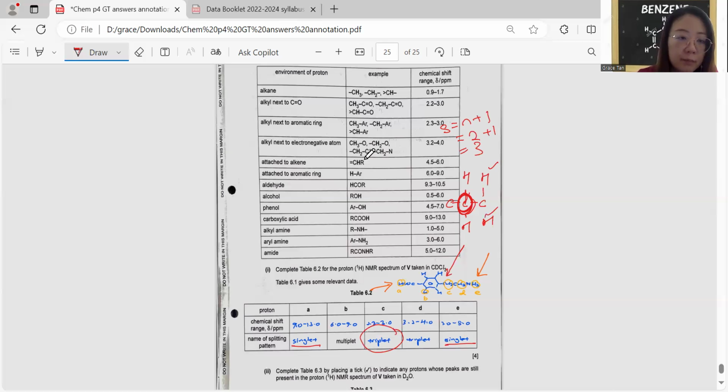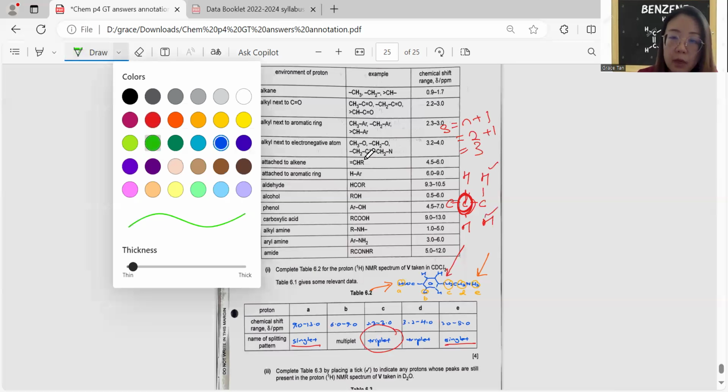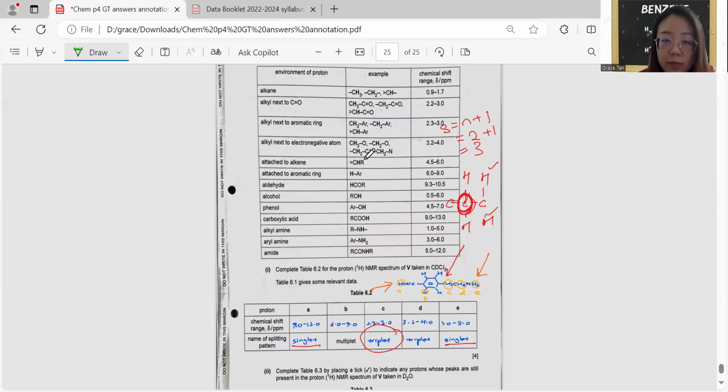Now, I change color. Let's talk about proton type D, which is this one. On the right is nitrogen, and we don't consider nitrogen as a neighbor, so on the right is 0. On the left, you have a neighbor that holds 2 protons. So you have 2 neighbors on the left and none on the right. Same thing: splitting equals neighbor plus 1. If your neighbor is 2, your splitting is 3. That's why D is also a triplet.